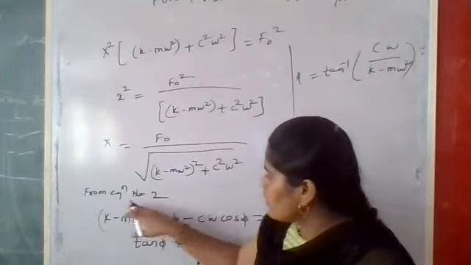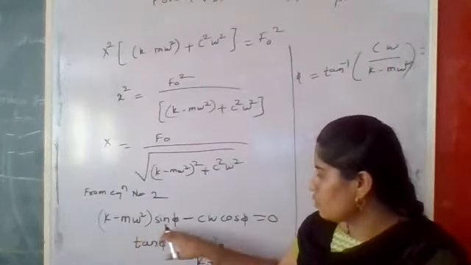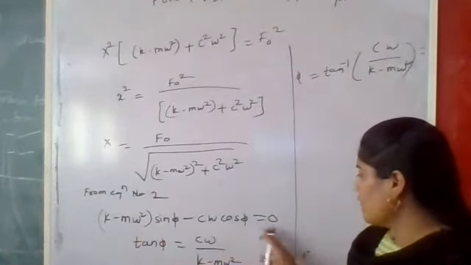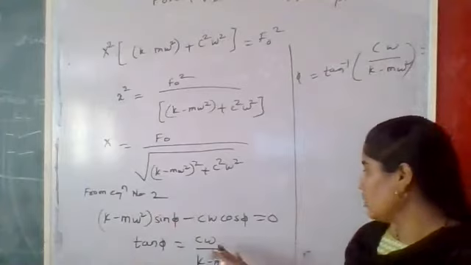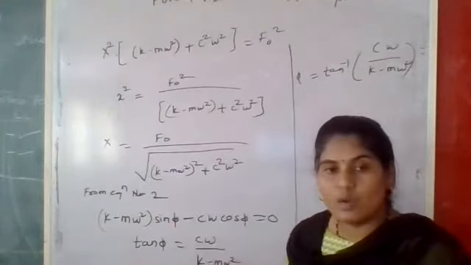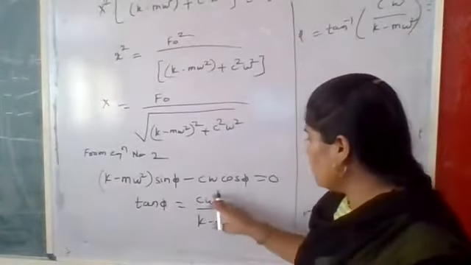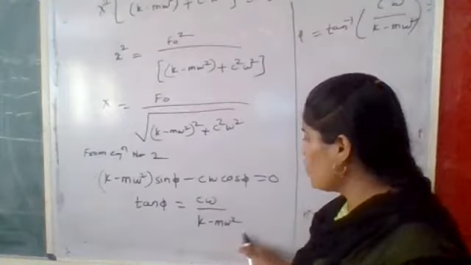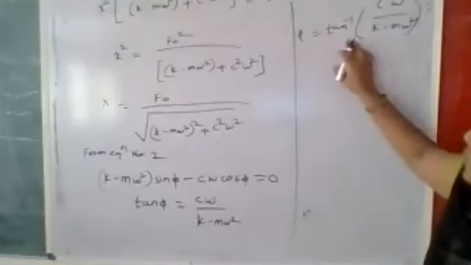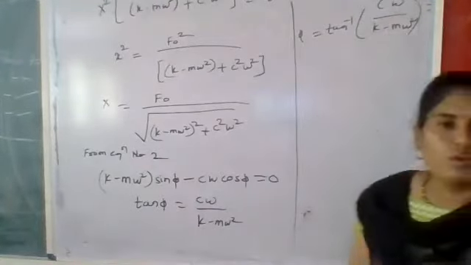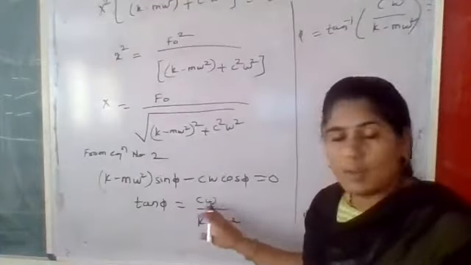If we go to equation number 2, you can see that (k minus m omega square) into sin phi minus c omega into cos phi equals 0. If we take this term on the other side, both sides are equal to each other, and sin by cos becomes tan. So tan phi is equal to c omega divided by k minus m omega square. Based on this, the phi angle is phi equals tan inverse of c omega upon k minus m omega square. It is the solution in terms of the damping coefficient.